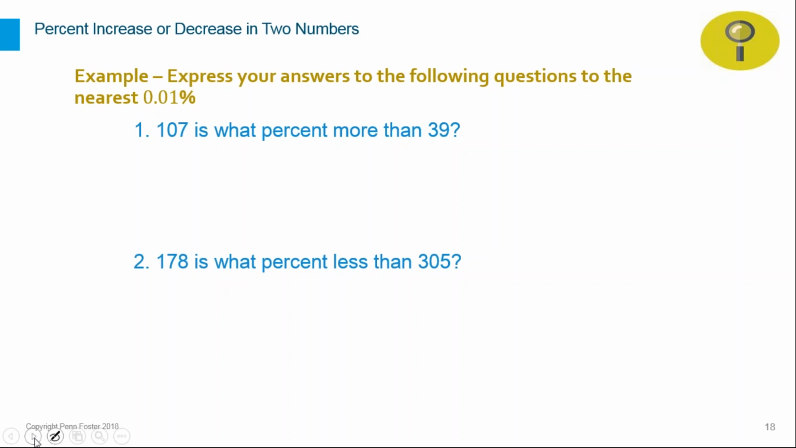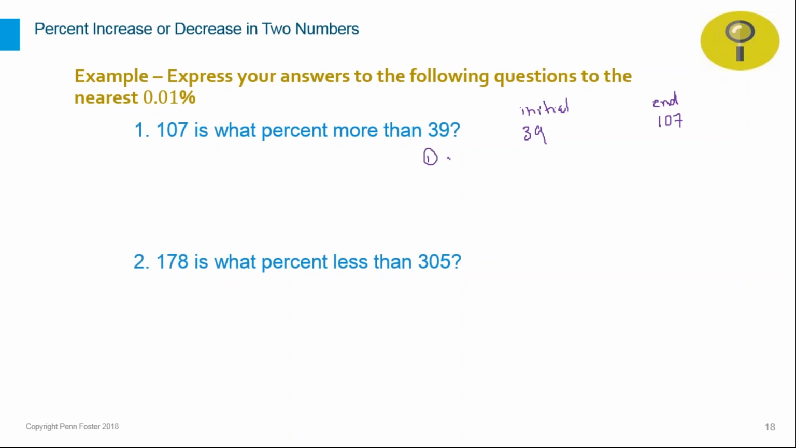What is the initial value? Well, the initial value here is 39, not because 39 was the smaller value, but because from reading the question, we know that there was an increase. It began with a smaller number, and then there was an increase, and it went up to 107. So that's why in our mind the initial value is 39, and the end value, since we're asking the percent increase, is going to be 107.